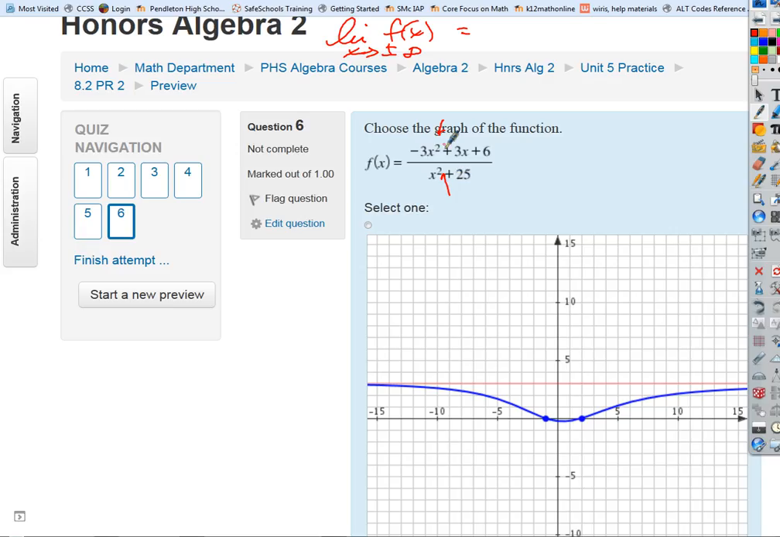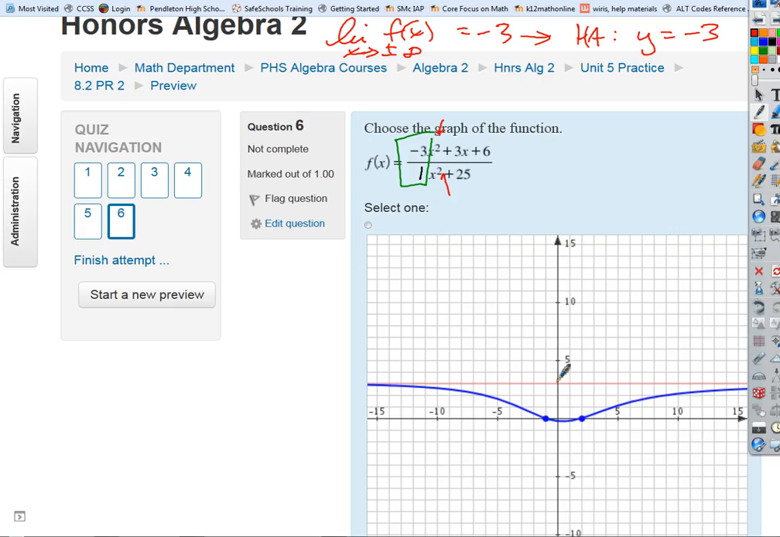If we get the same degree polynomial on the top as on the bottom, then all we have to do is take the ratio of the leading coefficients. So in this case, we get -3/1. That tells us that if we go infinitely far right or left, the limit is -3. In other words, we have a horizontal asymptote at y equals -3. That's one important thing. That tells us what the tails of the function are doing.